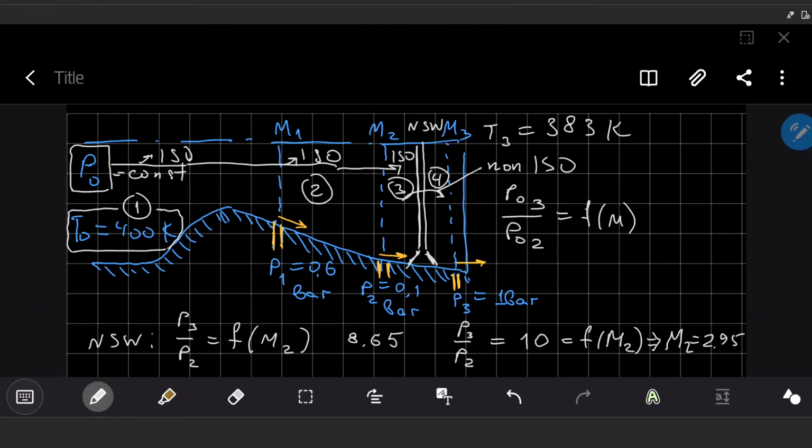The lambda shock wave we will study a bit later. Theoretically, you can see in the Anderson book that it is a bit different. Let me remove this part. Removing too much. Okay.